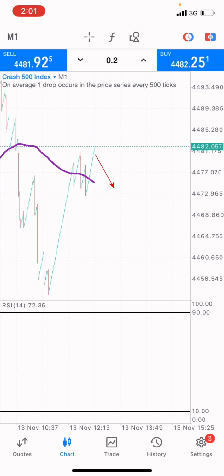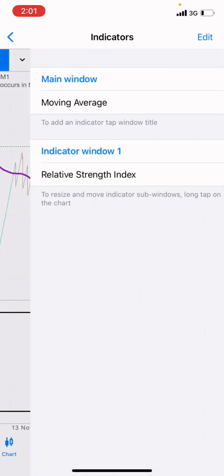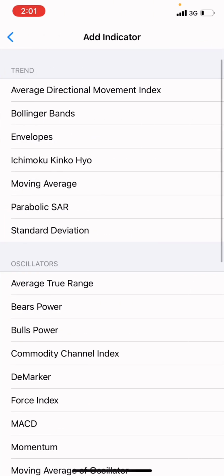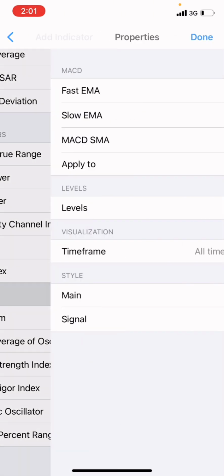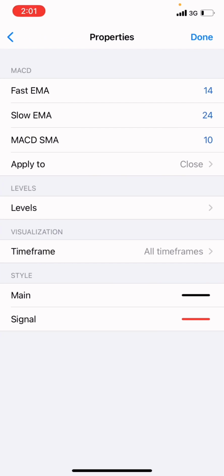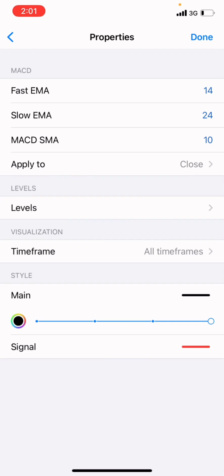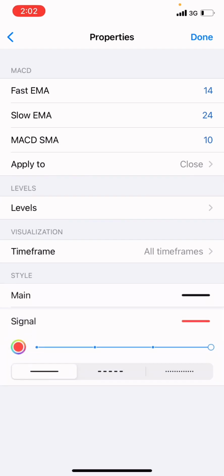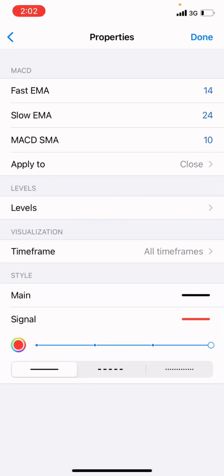So now that we've put in the relative strength index, we're going to put in the MACD indicator. The MACD indicator is a very powerful indicator to trade. We'll put the indicator on fast EMA 14, slow EMA 24, MACD SMA 10. As you can see, apply to close, just the same parameters right here, using the main color 4 pixels, color black, signal 4 pixels, color red.